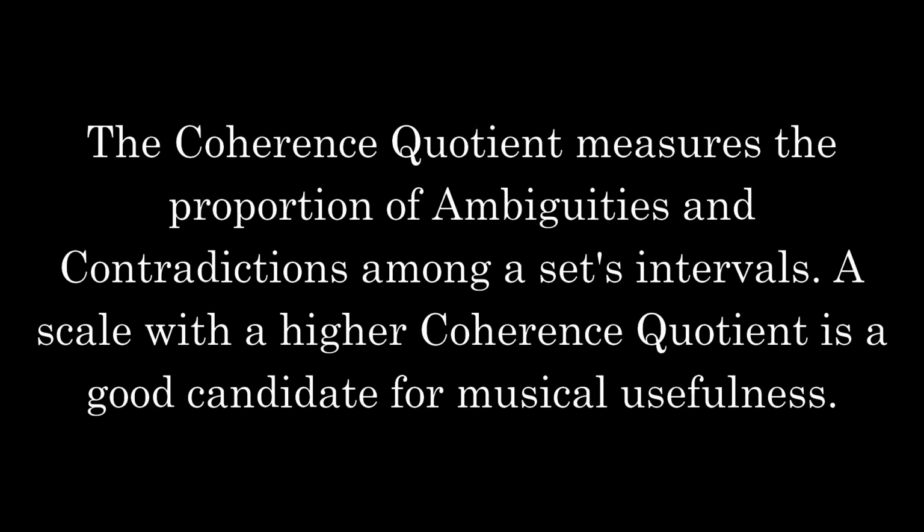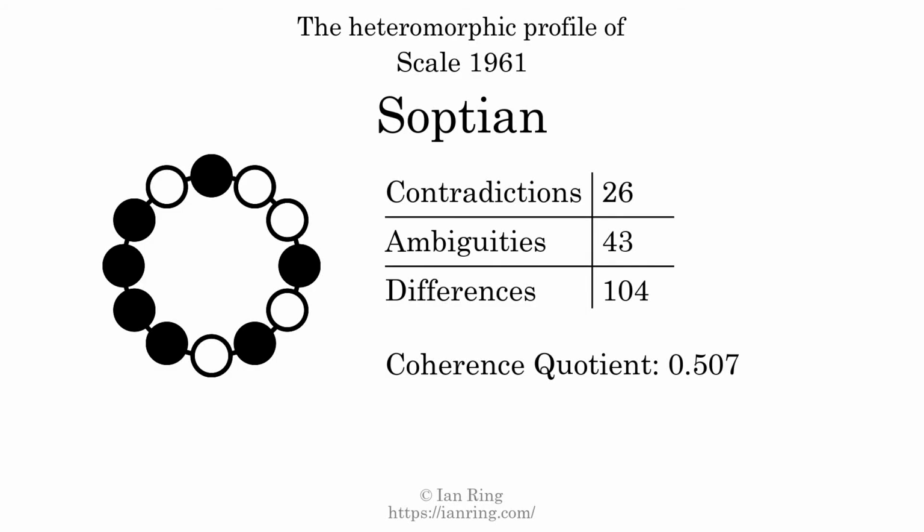The coherence quotient measures the proportion of ambiguities and contradictions among a set's intervals. A scale with a higher coherence quotient is a good candidate for musical usefulness. The coherence quotient is 0.507.